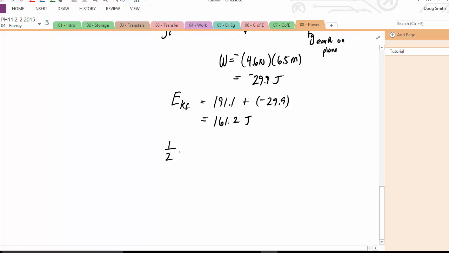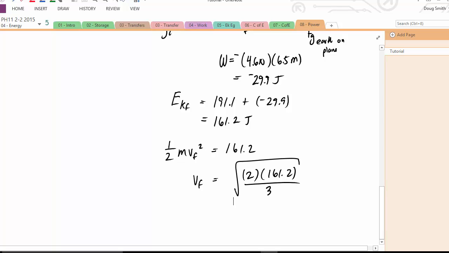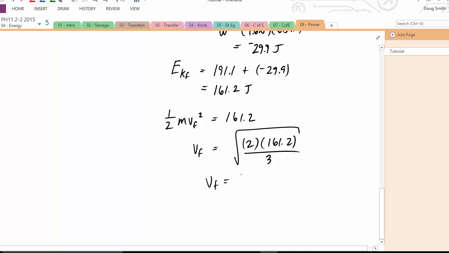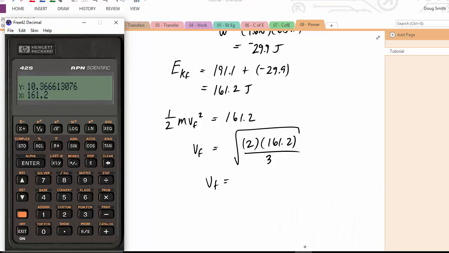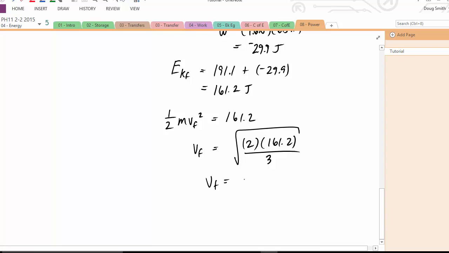Similar to before, we have 1/2 mv squared equals that 161.2. So v_f equals 2 times 161.2 divided by 3 kilograms, and then the square root of that, which gives us a final speed of 10.4 meters per second, just as it's about to hit the ground.